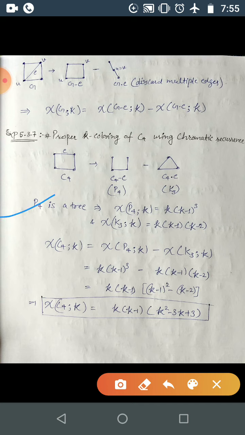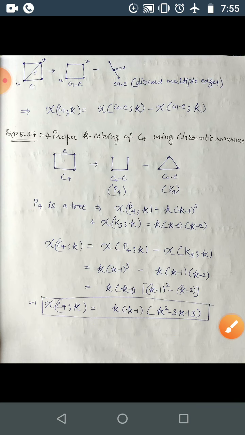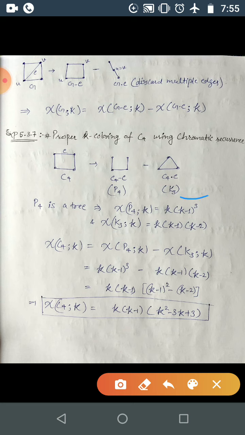Okay, so P4 is a tree, that's why its chromatic polynomial will be K into K minus 1 raised to the power 4 minus 1, that is 3, and this has been done for the n case, correct? So the chromatic polynomial of Pn, when K colors are given, was K into K minus 1 raised to the power n minus 1, when this G is any tree of order n. Okay, and P4 is a tree of order 4, that's why this is happening.